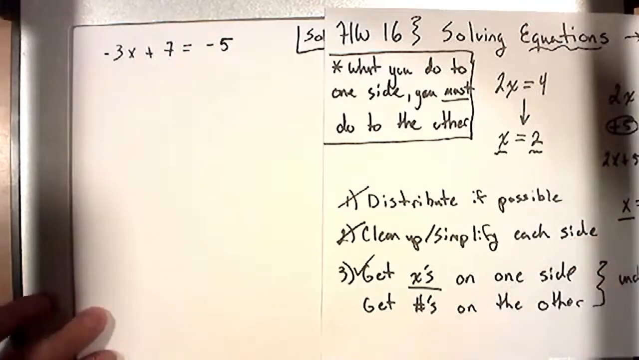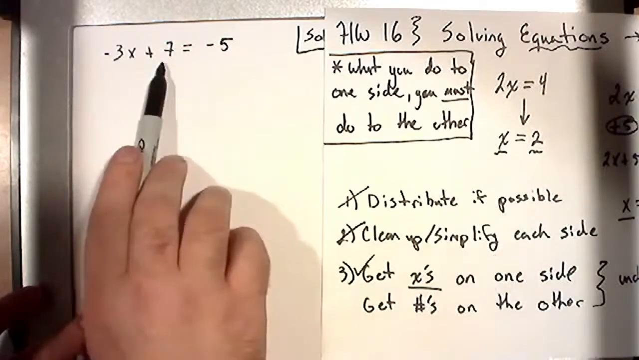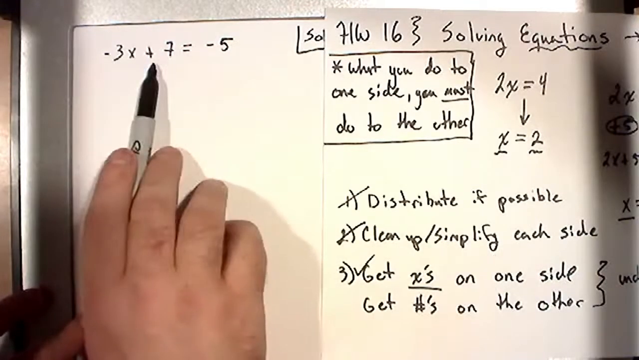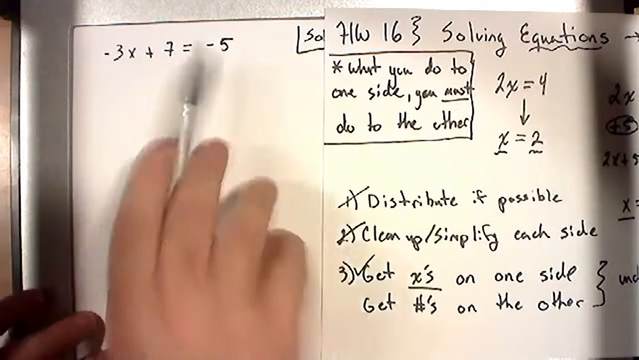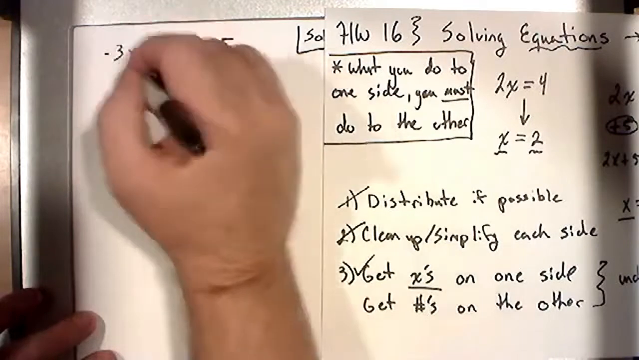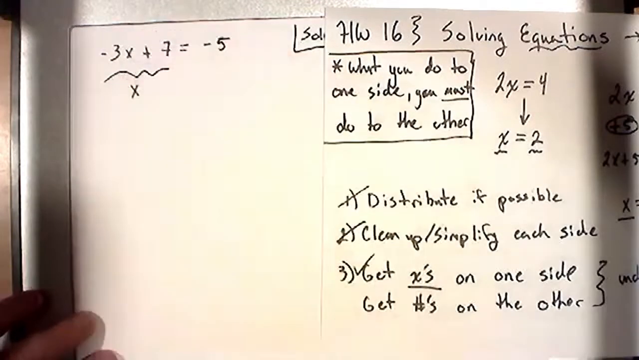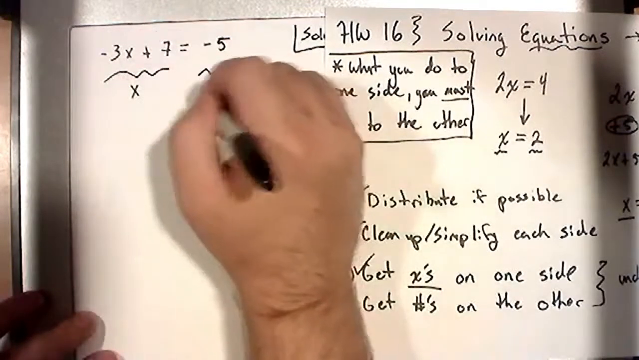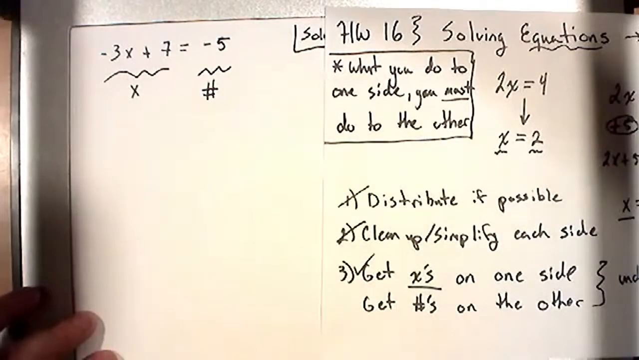Is there anything to distribute? No, there's no distribution up here at all. Can you clean up either side? Negative 3x plus 7 does not clean up. Those will not go together. They're not like terms. And negative 5 is just sitting there by itself, so there's nothing to clean up. Third step, get x's alone on one side. That's already happened. The left side looks to be the side we have our x's on. We're going to move probably our numbers over to the right side, okay?